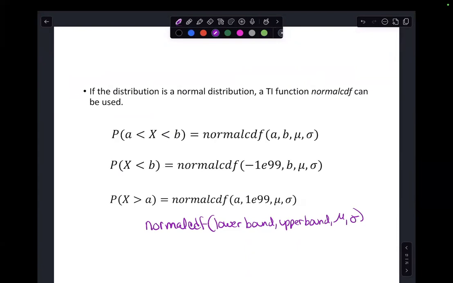And it is so easy, and you don't have to convert it all to z-scores unless you're specifically comparing those z-scores. If you need to compare those z-scores, then convert them. If you don't need to compare them, this is your tool. For between two values, you're going to have a lower value and an upper value. If you're doing less than or equal to, you're going to use your negative infinity number right there. If it's greater than or equal to, you'll use your positive infinity number right there. And that's it. It really is that simple.